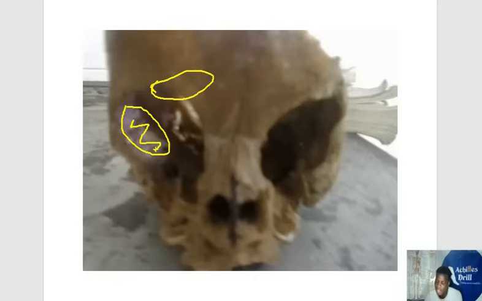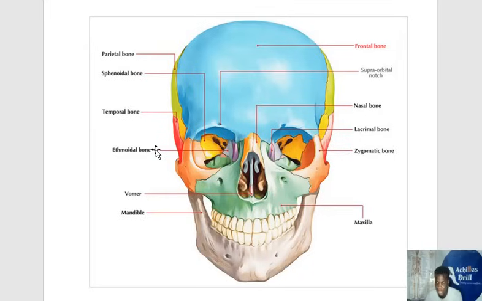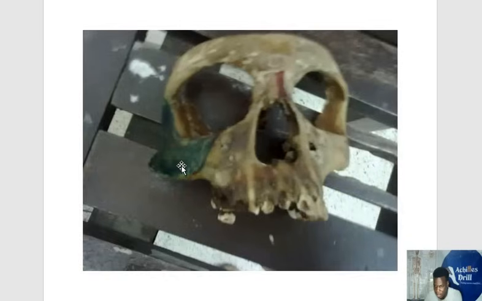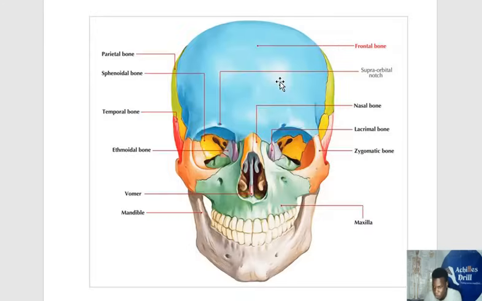So you can just be asked to identify the bones forming these regions, and this picture answers it all. Starting with the one that was painted green earlier, that's basically the zygomatic bone. Can we go back to that slide? Yeah, the region in green right here is the zygomatic bone, and the region in red right here is the nasal bone.